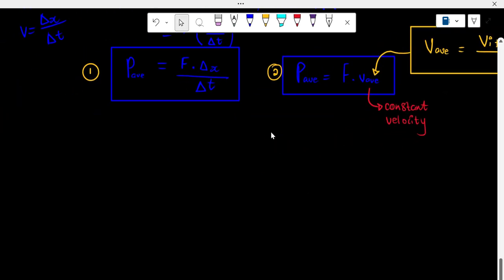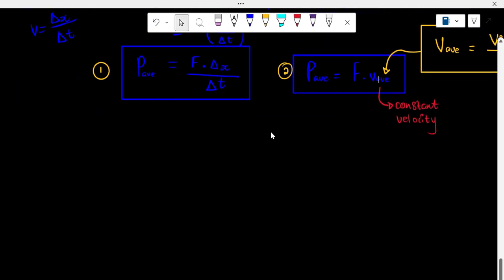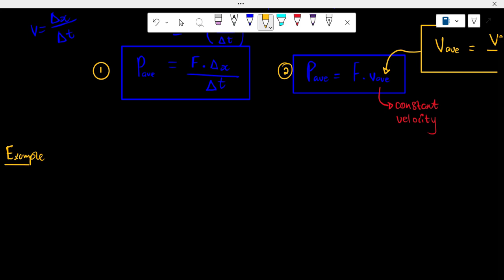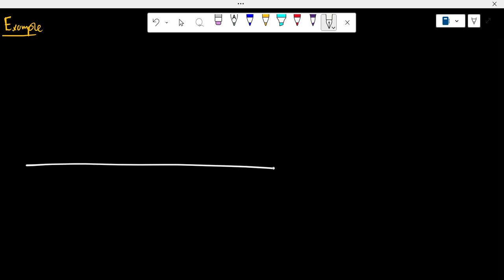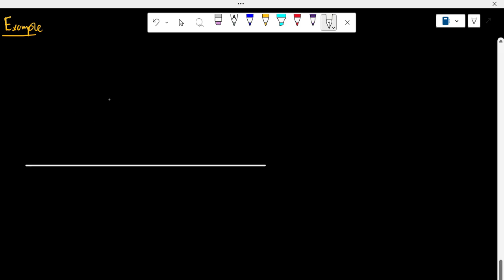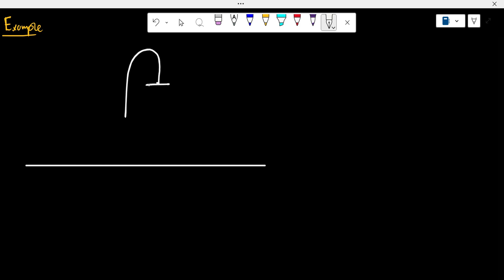So I'm just going to do a quick example with you guys to basically wrap this up. In our example, let's say I'm given the following diagram. So I have a diagram here like this. So this is my ground, and I have a certain object. It's a pulley system that holds an object of a certain mass.